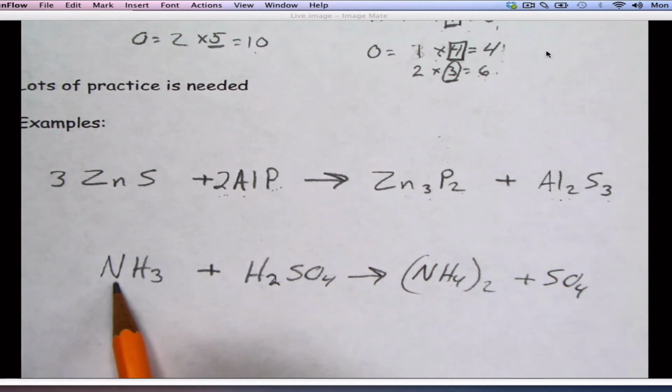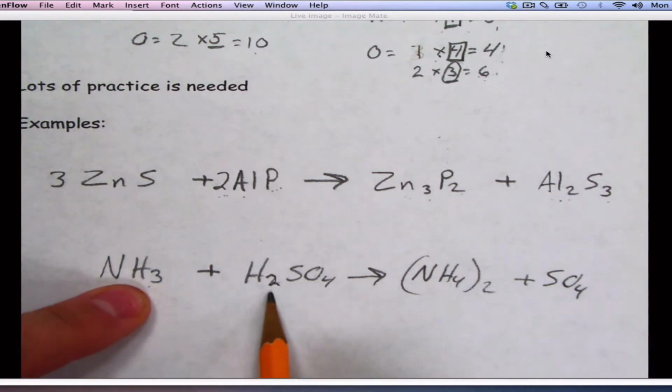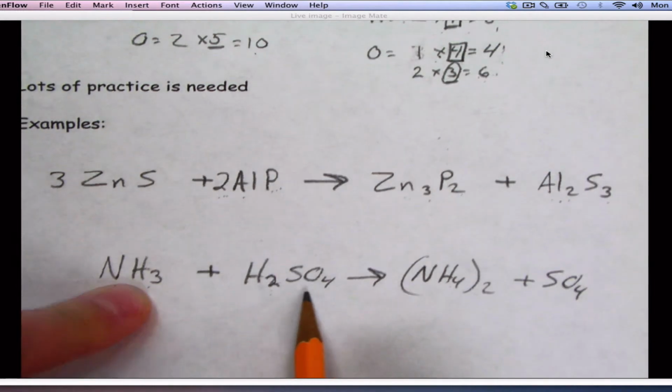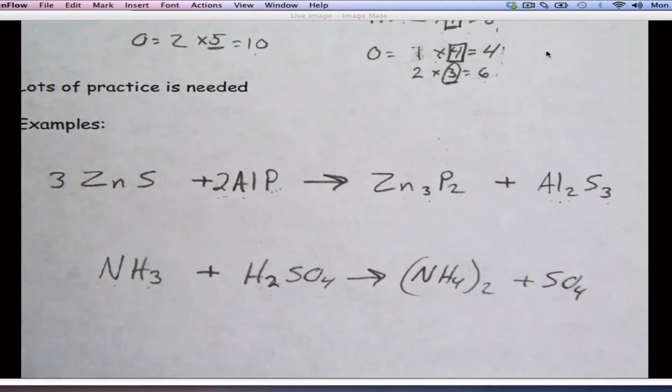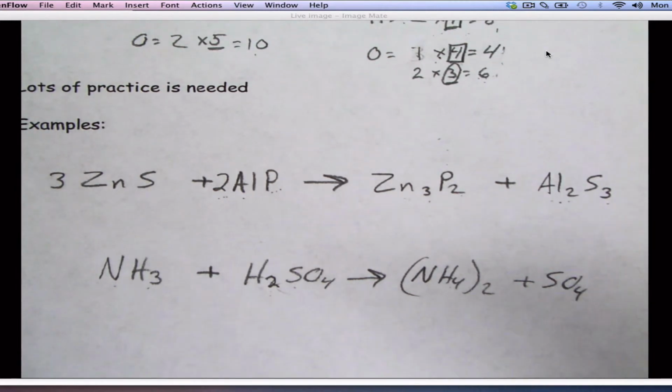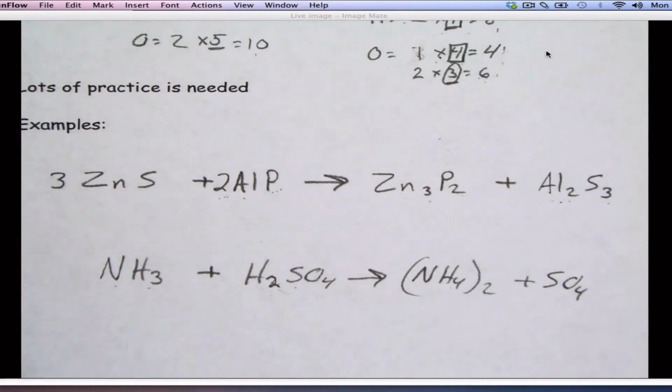I have 2 nitrogens here on this side. I have 3 hydrogens. Well, technically I have 5 hydrogens on this side because you add those together. And then I have 1 sulfate. All right, so a good thing to do is look at this in groups. 1 sulfate. You can look at it by S's and O's if you want to, but I would only do that if necessary. All right, try to keep them in groups. It helps out a little bit.